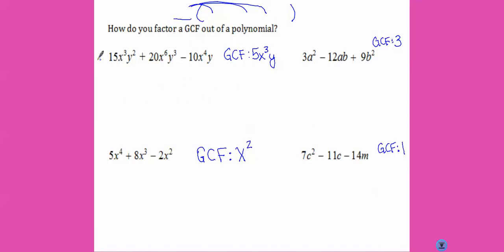So when we distribute, we take the thing outside and we multiply it to the inside. Since we're going in reverse, we're going to want to divide it out. So I'm going to divide each term by the GCF.